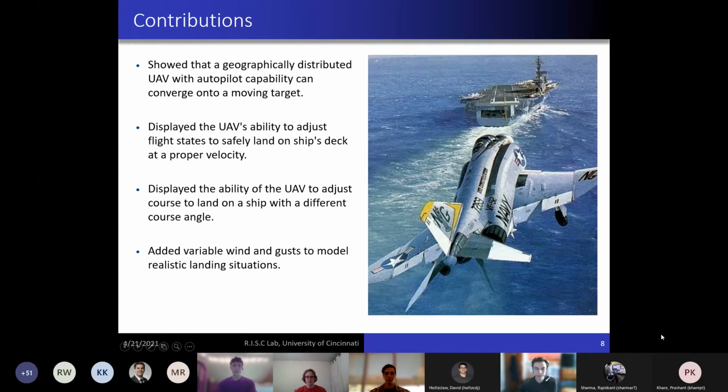For our contributions to the community, we showed a geographically distributed UAV with autopilot capability of converging onto a moving target. We added variable wind gusts to the model for a realistic landing situation. We are able to adjust the UAV for landing on a ship with different course angles, and we displayed the UAV's ability to adjust flight states to safely land on the deck of an aircraft carrier.